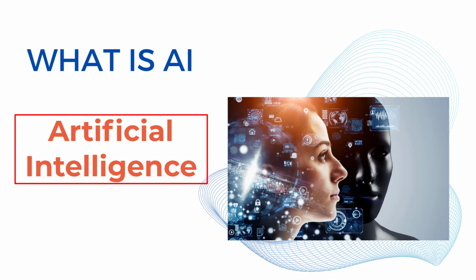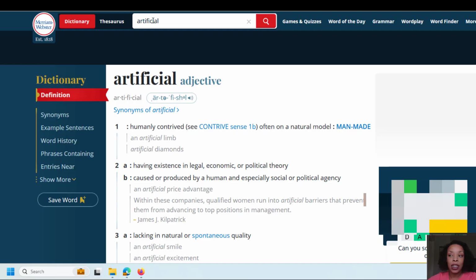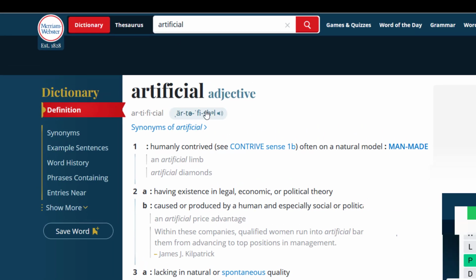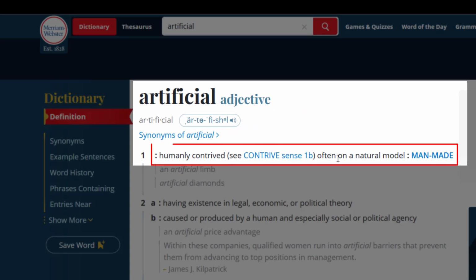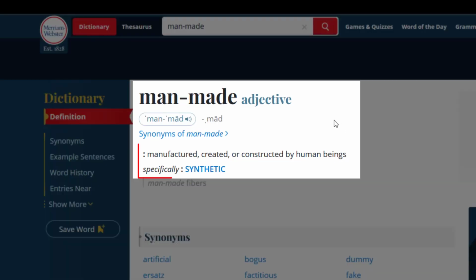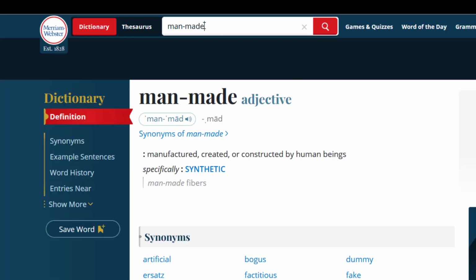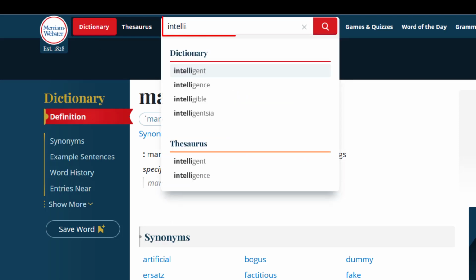When it comes to tech terms, they usually give you an idea or a hint of what it means by what's in the name. So we look up artificial in Merriam-Webster and we see humanly contrived, often on a natural model, or man-made. Let's see what man-made means. Manufactured, created, or constructed by human beings. So let's keep that in mind. It's man-made, so artificial, and then intelligence.